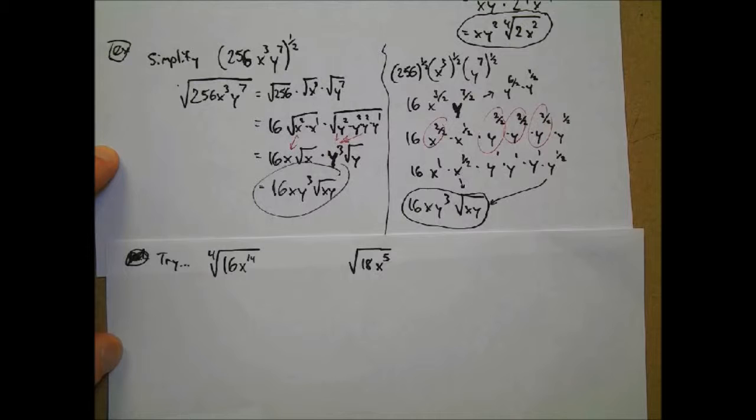So again, look for that first one. Make sure you're looking for a perfect. All right, 4th root here. All right, looking for perfect 4th power of things, and then here, square root. Looking for perfect squares here. All right, look for perfect squares.